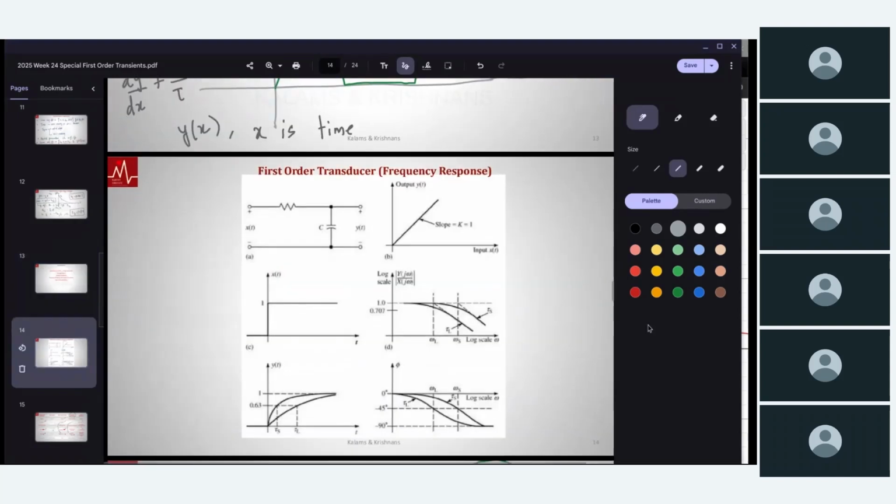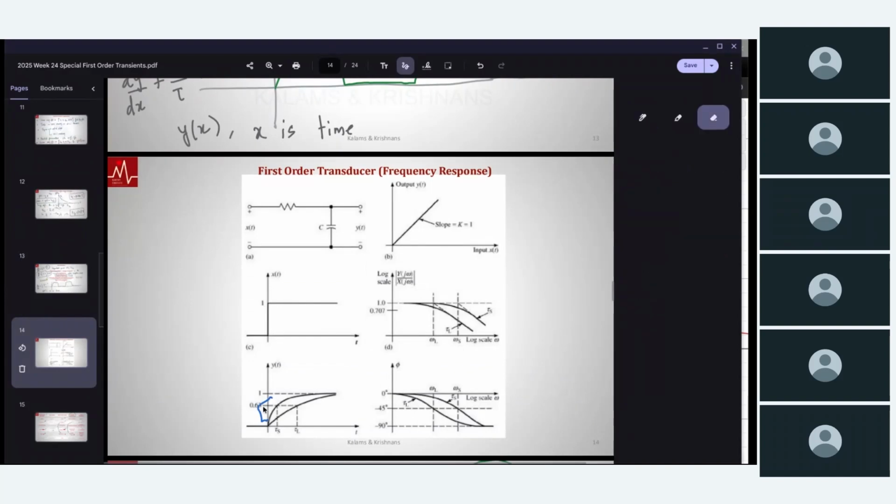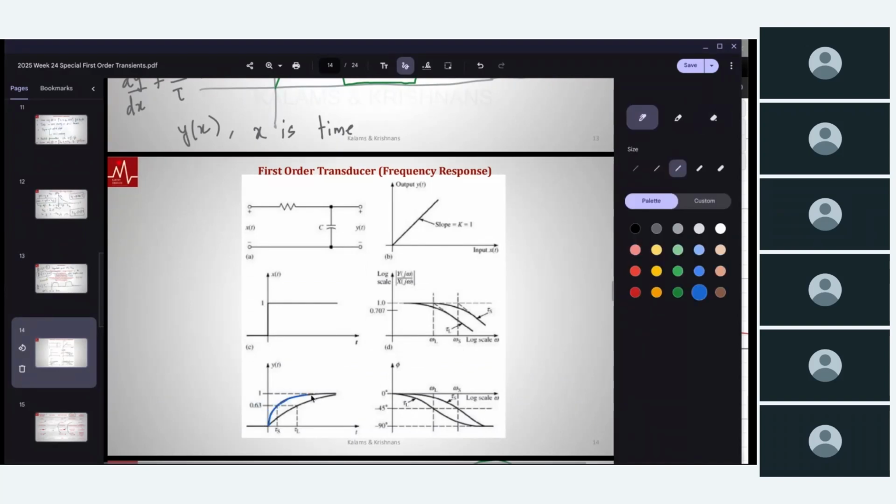Okay, this curve is what we studied today. Notice the 0.63 and all that is showing up right at tau. This is used for any sensor: what is the input, what is the output. The sensor is typically characterized using the step response and the frequency response.